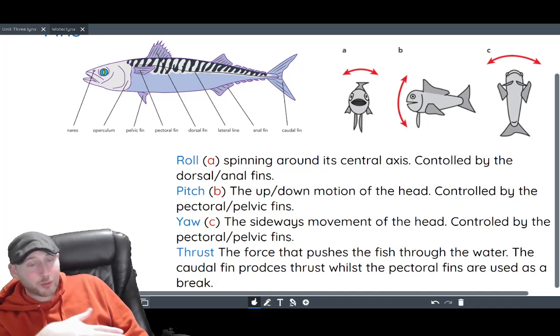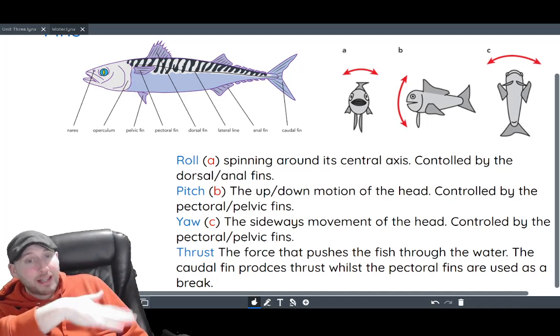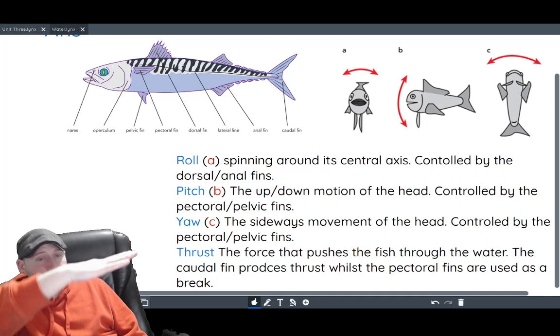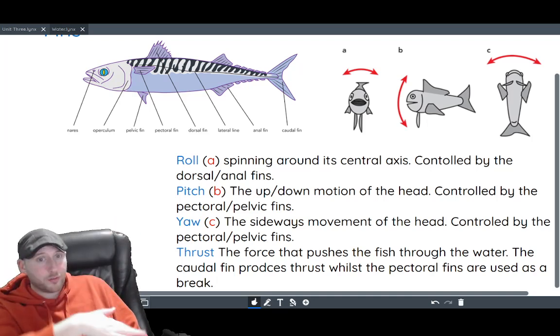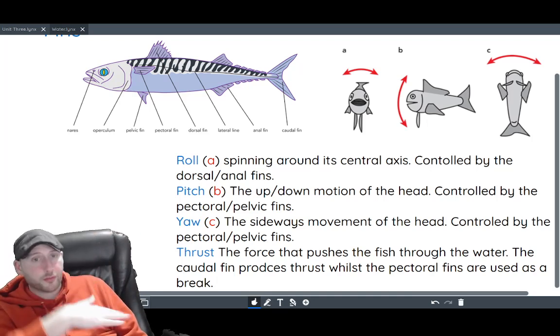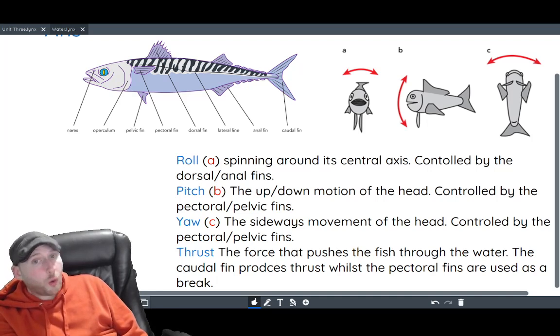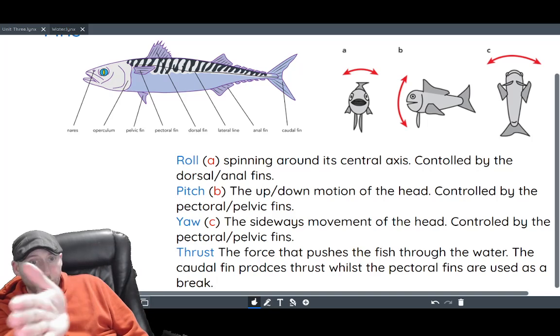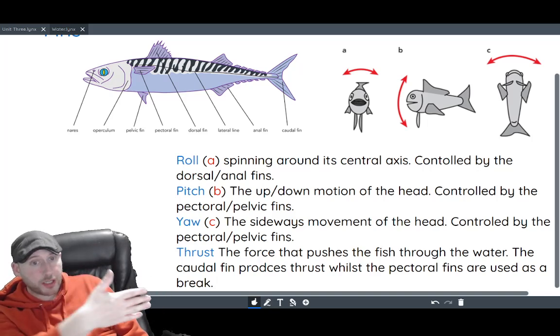Our pitch is where the fish moves up and down, led by its head. So that's important. It's not just moving laterally up and down in the water. It's its head that's leading it up and down. That's our pitch, the pitch of the fish. And then we've got the yaw. That's the sideways movement, so changing direction, moving from left to right.